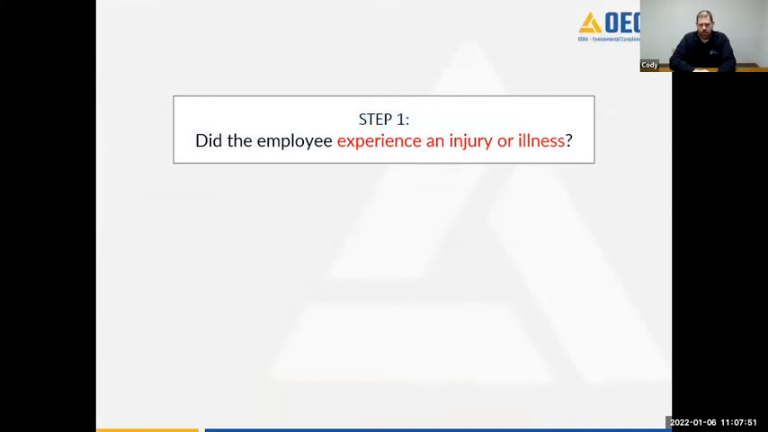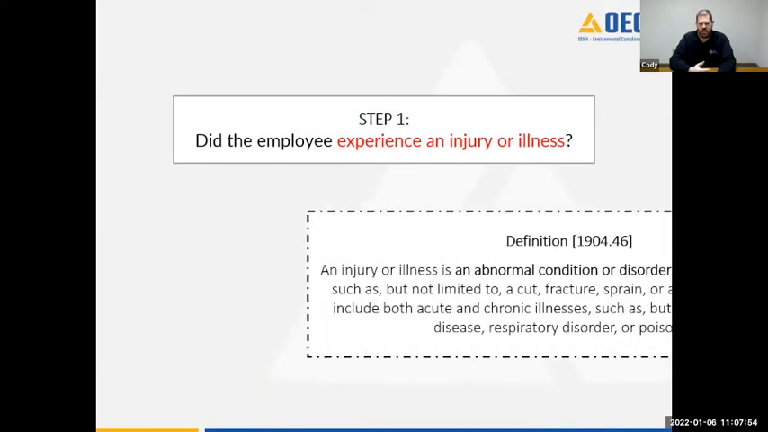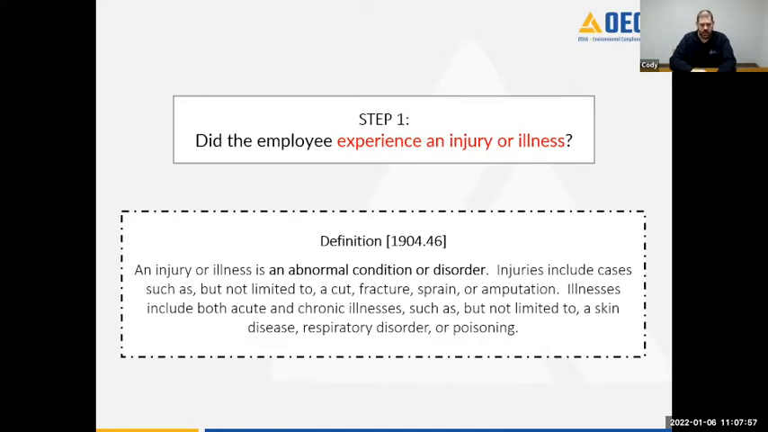So first one here, did the employee experience an injury or illness? And when we look at this, here's the definition of an injury or illness. It's an abnormal condition or disorder, but it includes quite a bit there, as you can see, but it's not limited to a cut, fracture, sprain, amputation. Illnesses also include both acute and chronic. Could be skin, respiratory, or a poisoning that may happen. So really what you're looking at is, did something happen to a particular employee at your workplace? So looking at that, this is that first question or step within this process to look at, is an actual recordable going to end up on your OSHA 300 log?